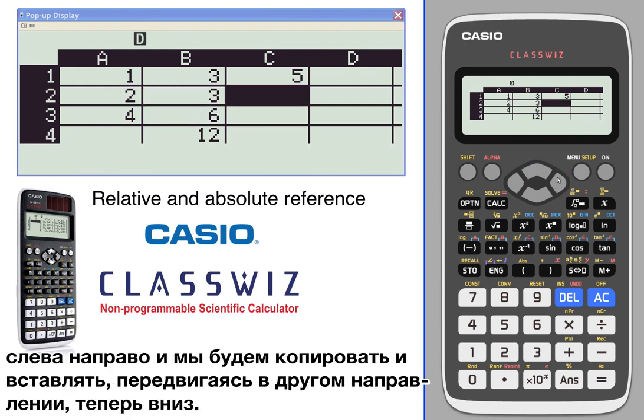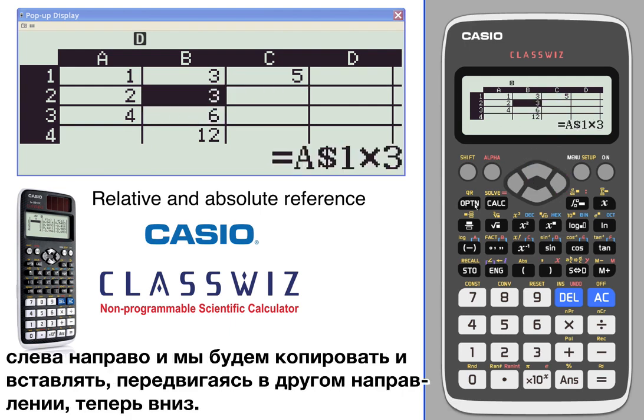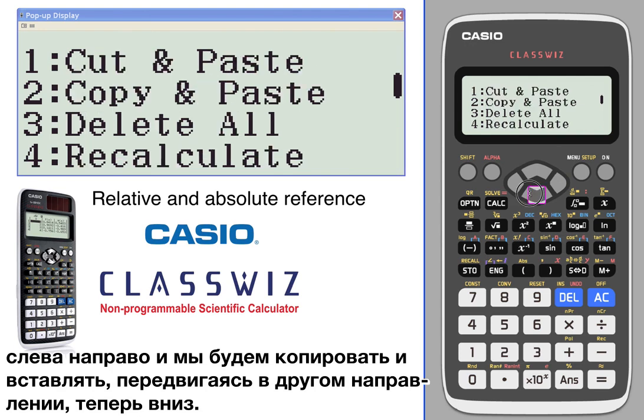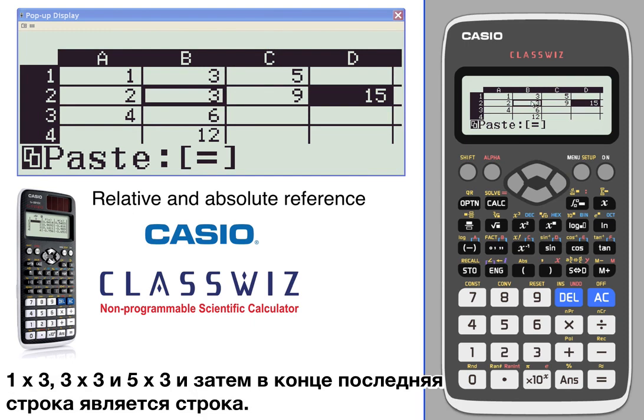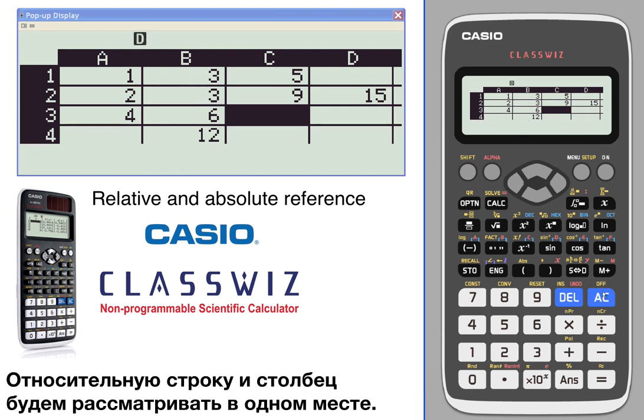We want to go left to right now, so we're going to copy and paste, go in the other direction. So we're going to go down, copy, and we're going to paste, and we'll paste it going the other way. So again, you notice now it's 1 times 3, 3 times 3, and 5 times 3. And then finally, the last one is the relative row and column.